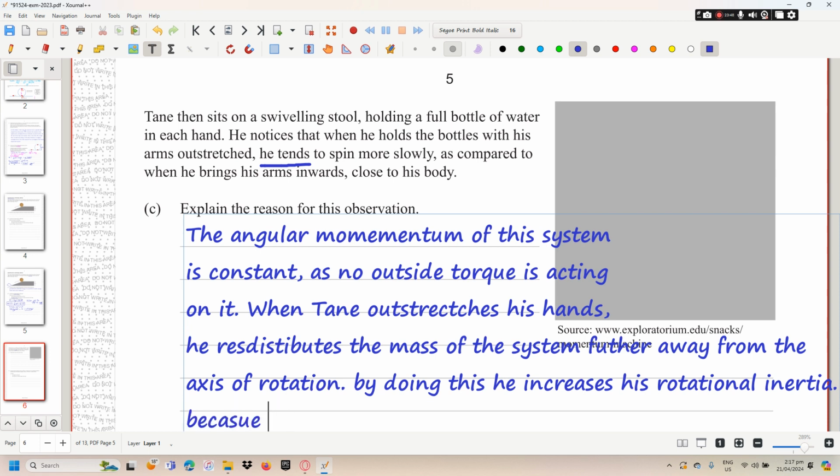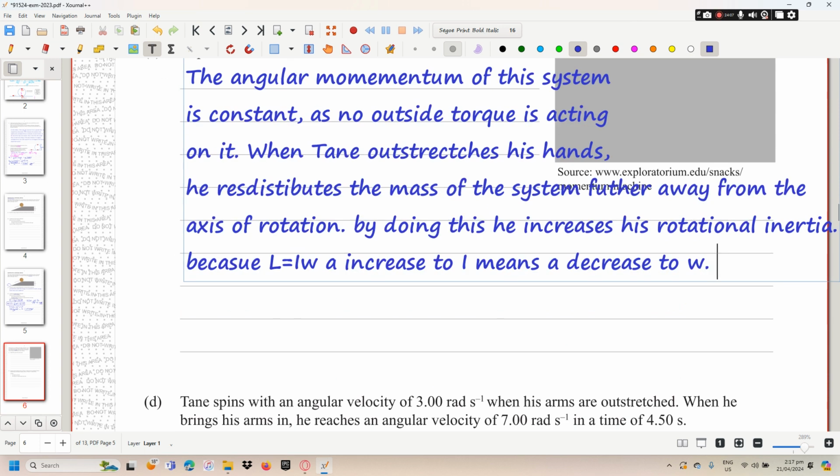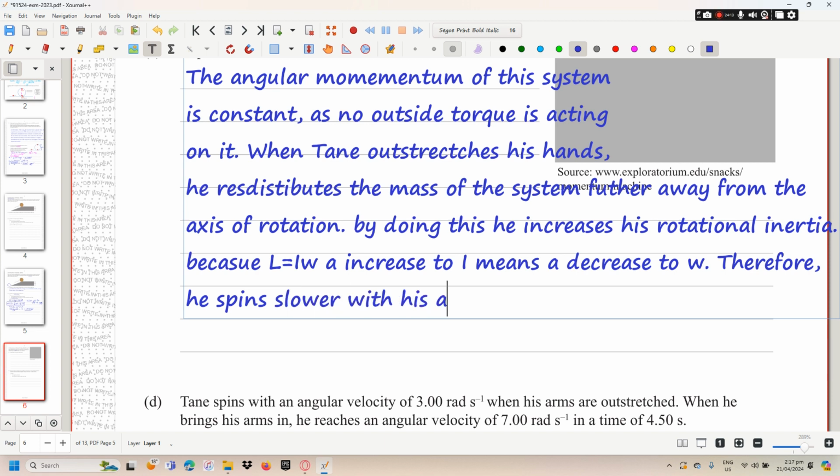Because L is equal to Iw, that's your angular momentum, an increase to I means a decrease to w. And in that final sentence, therefore, he spins slower with his arms outstretched.